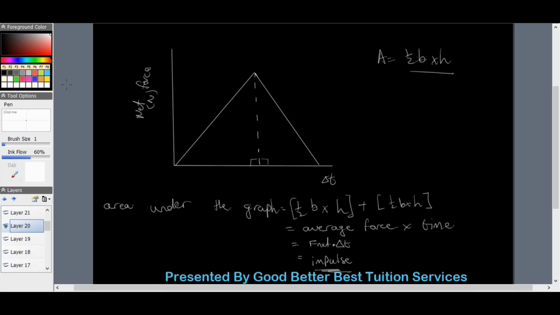And grade 12s, that wraps up our lesson today on impulse. Pretty straightforward. Next week we move on to the conservation of momentum, so stay tuned for the next video.